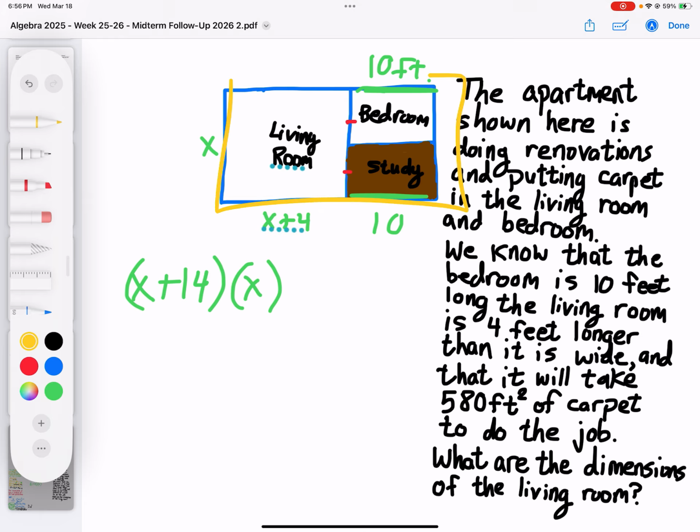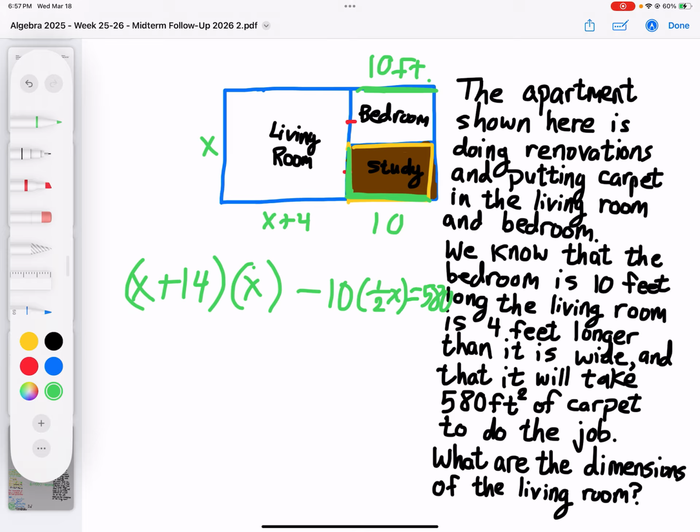That is all of this. x plus 14 times x. So that is the space in the entire apartment. But I don't want to carpet the entire apartment. I want to carpet the whole apartment but the study. So now I would have to subtract the study. Well, the study, just like the bedroom was, is 10 by 1/2 x. So I could say minus 10 times 1/2 x equals 580.